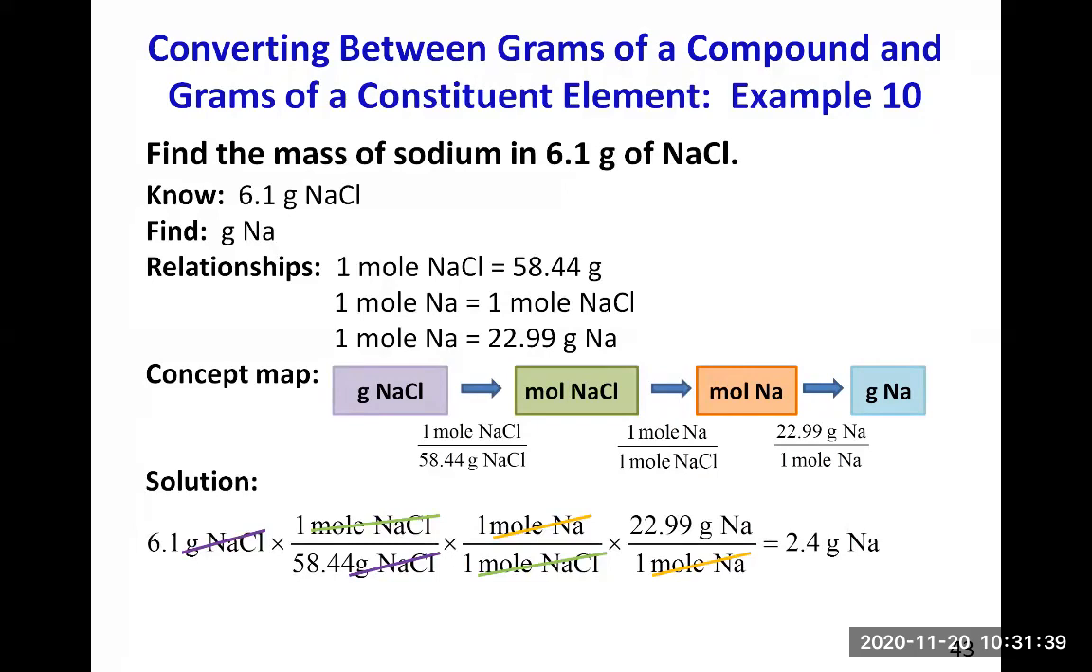And that's the mass of just sodium in 6.1 grams of NaCl. Of course, this mass of just sodium should be smaller than the mass of the compound because it's only part of the compound. If you look at the molar mass of sodium versus chlorine, one is 22.99, the other is 35.45. So chlorine will occupy more of the mass of the compound. That's why it's less than half here for just sodium in 6.1 grams of NaCl. So the answer makes sense.